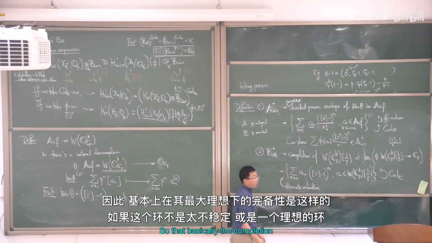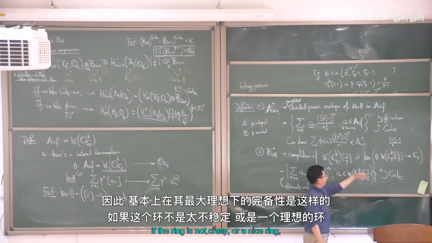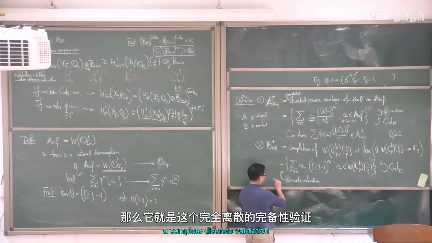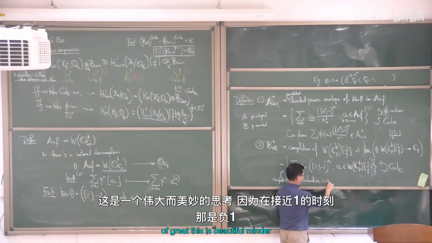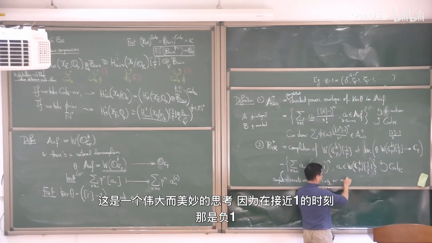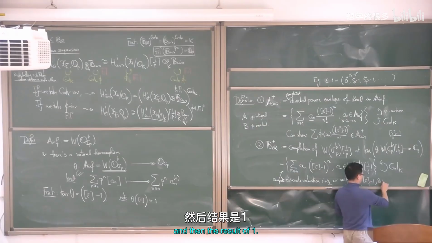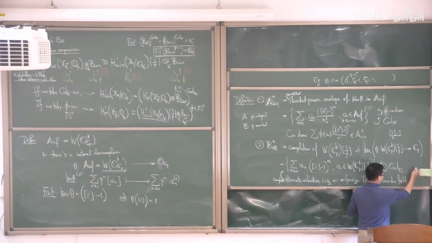So that basically the completion at this maximal ideal is, well, if the ring is not crazy, if it's a nice ring, then its completion must be a complete discrete valuation ring. This is a complete discrete valuation ring. And epsilon minus 1 is a uniformizer, because at the moment epsilon minus 1 and the rest of the field CP.